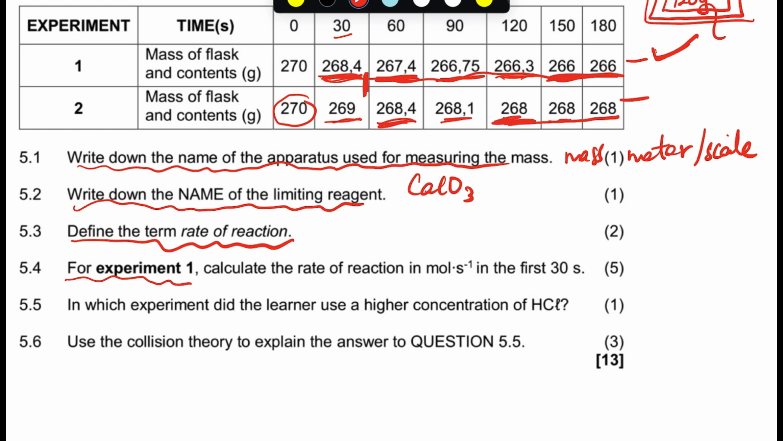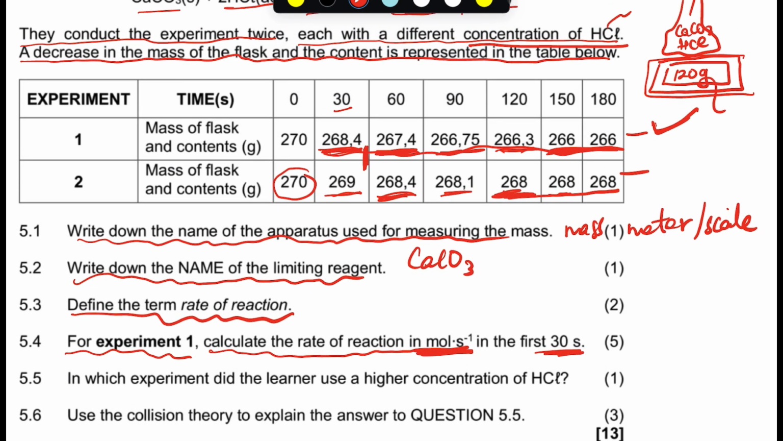Experiment one: calculate the rate of reaction in mole per second. Very important, in the first 30 seconds. So for experiment one, we're going to look at this one. It says calculate the rate in what? In mole per second.